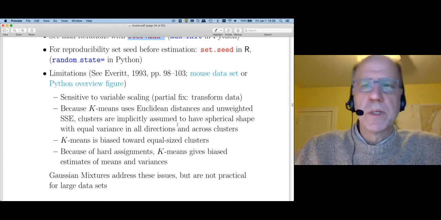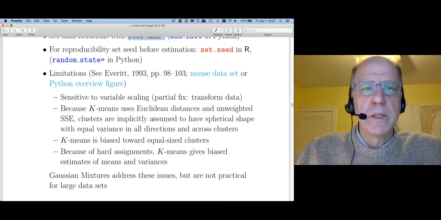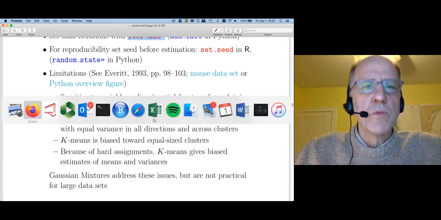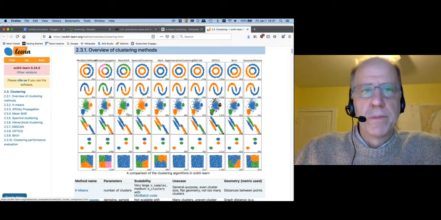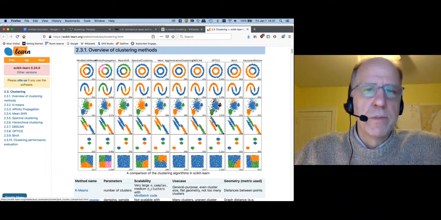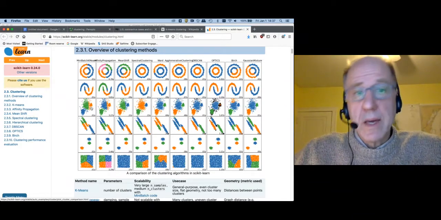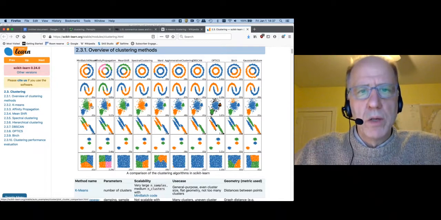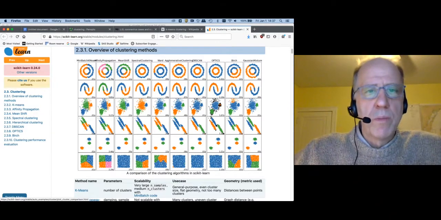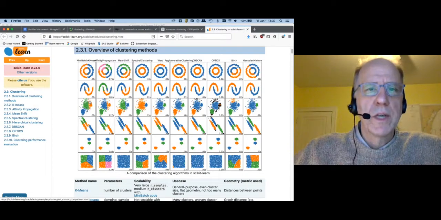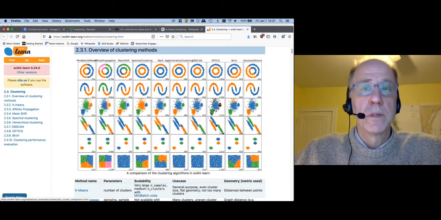There are a number of famous illustrations of this bias. We've already seen one in the Python figure, where here we have 3 different clusters with different variances. They're all round, but they have different amounts of variance. We see where k-means wants the smaller variance clusters to swallow up cases from the larger ones. So those orange cases out here probably should be green.